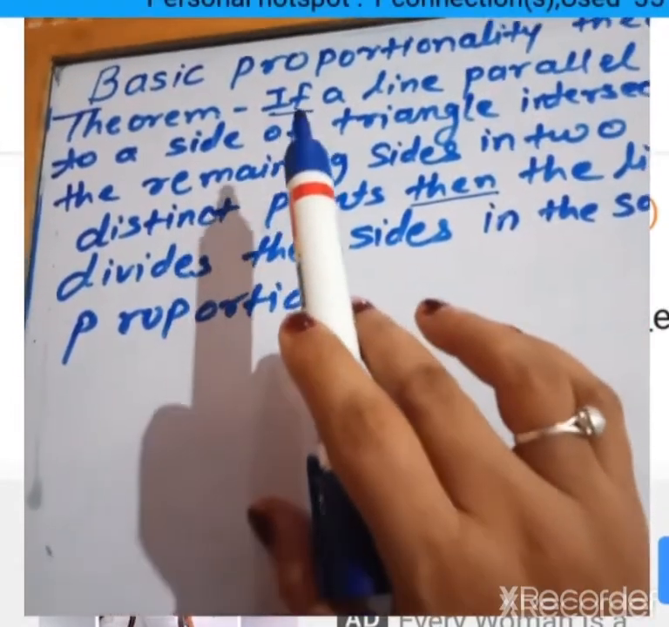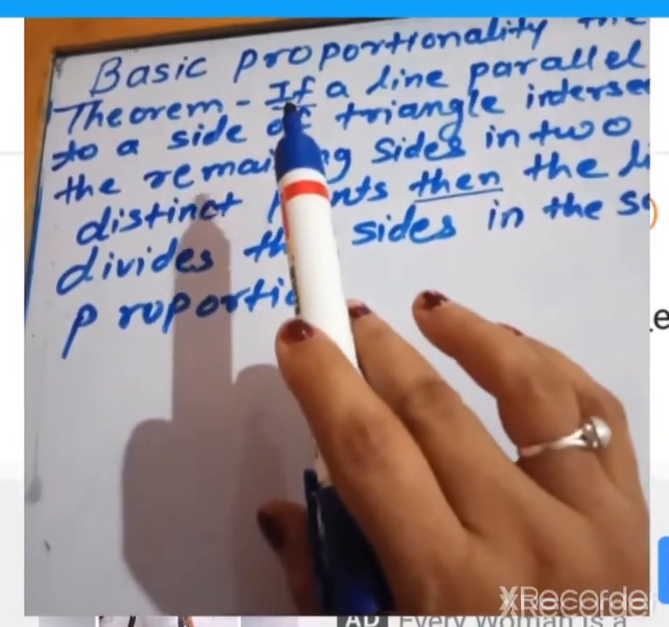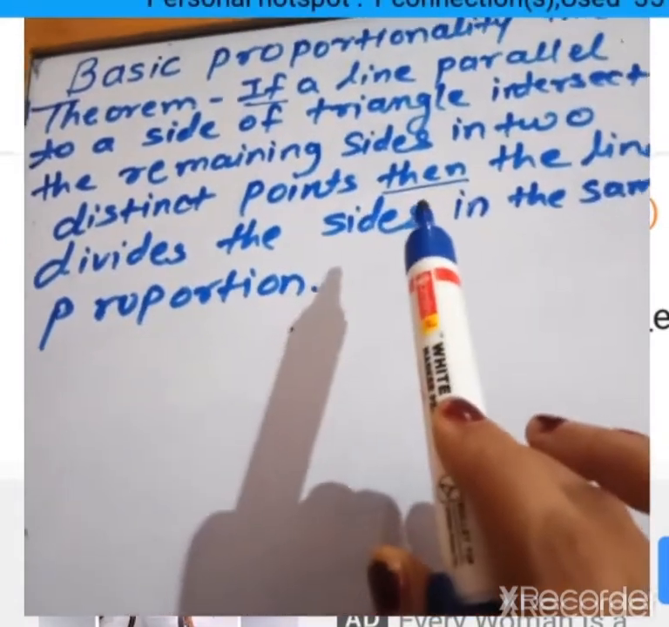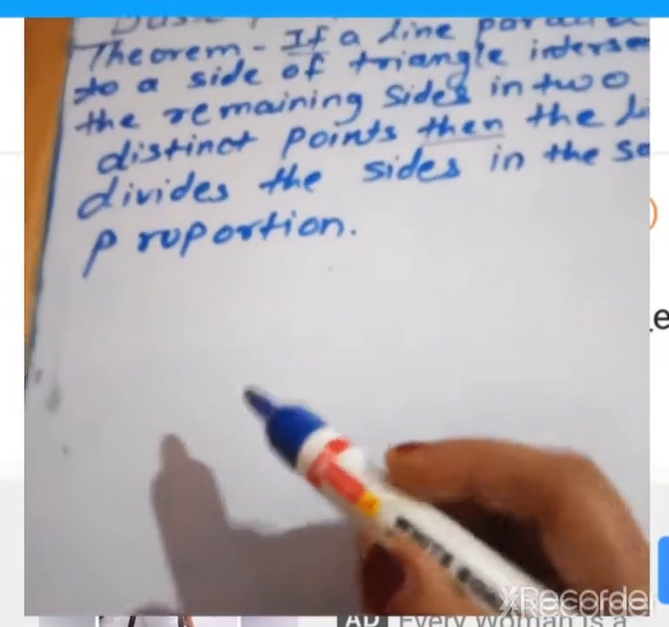There are two words, if and then. The sentence after if is called the given, and the sentence after then is called the to prove. Then first of all write the figure.